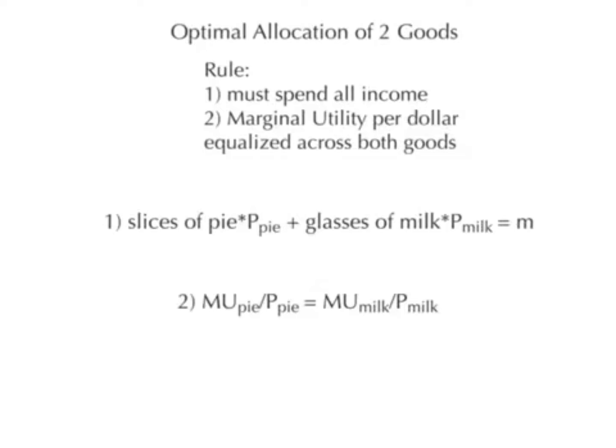All right, rule number 2, marginal utility per dollar equalized across both goods. Marginal utility per dollar is simply the marginal utility at any given amount divided by the price of that particular good. So the marginal utility per dollar of pie is the marginal utility of pie at a given amount divided by the price of pie. The marginal utility per dollar for milk is the marginal utility for milk at a given quantity divided by the price of milk. And again, we need these to equal each other.